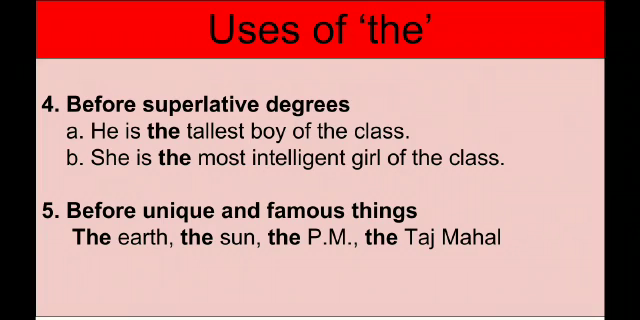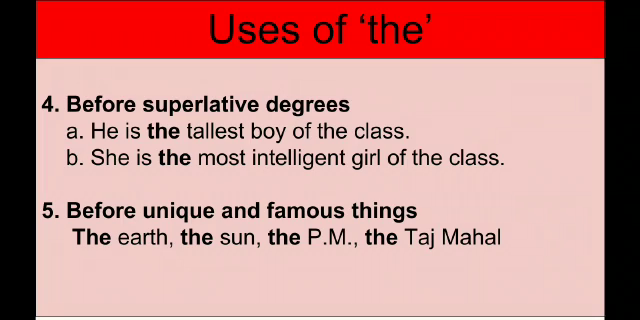The next case is before superlative degrees. Now we know that there are three degrees of adjectives: positive, comparative and superlative. Just to remind you, we have learned tall, taller, tallest, short, shorter, shortest, and this tallest, shortest, best, these are the superlative degrees. So before superlative degrees we have to put "the".